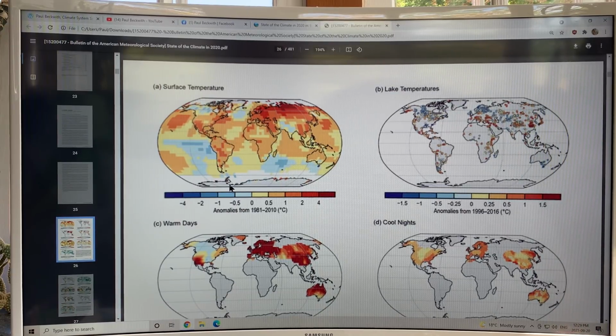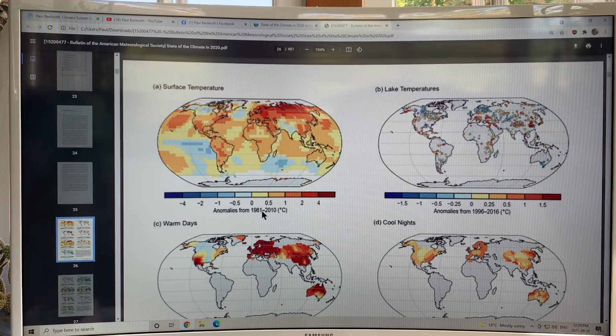Okay, so here we have a bunch of maps. We have the global surface temperature in 2020, and these are anomalies relative to the 1981 to 2010 time frame. And the reason why they use this is that meteorologists like using this as a baseline. They refer to it as climatological, right? It's a 30-year average, but it's very recent, right?